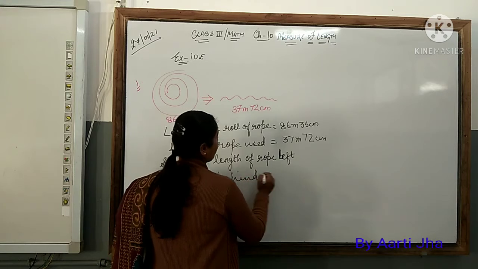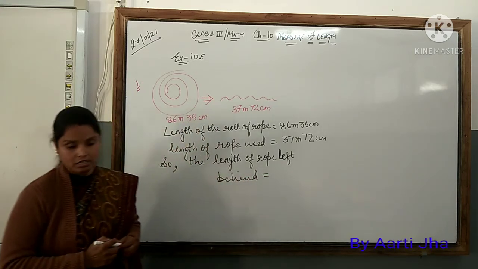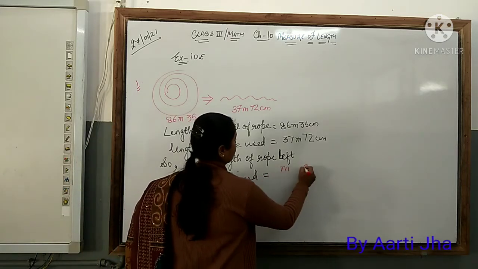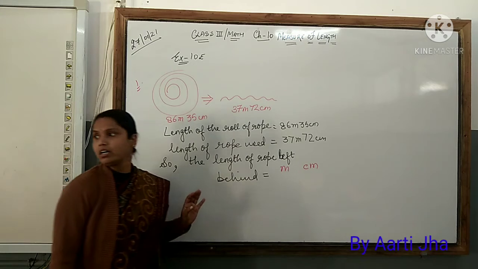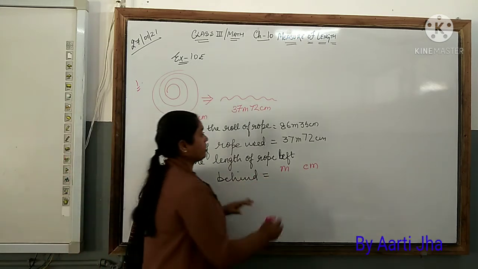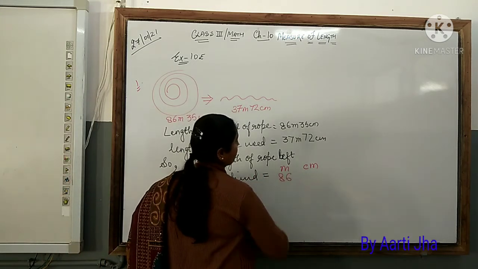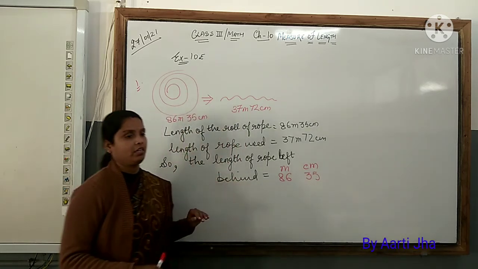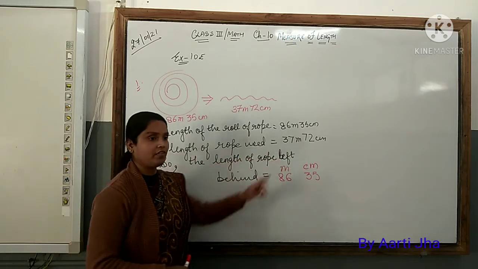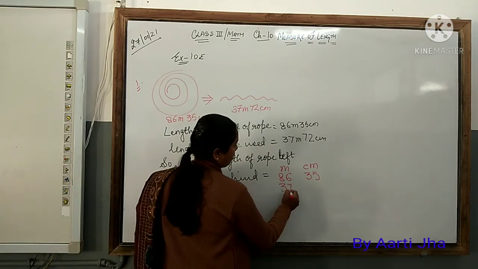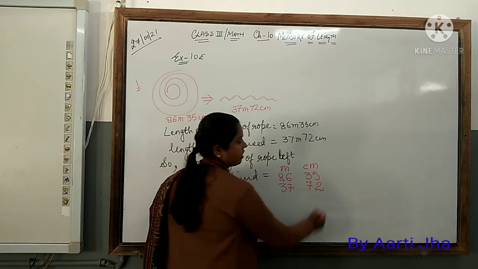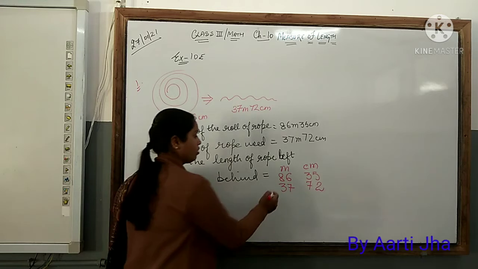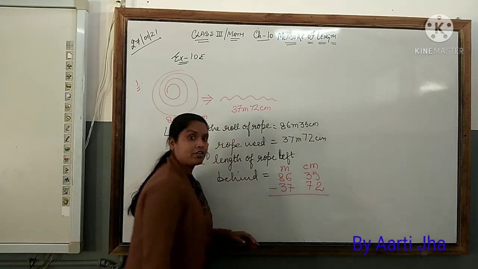is, you first arrange in column. After arranging in column, you can do the subtraction. So first write the unit meter and centimeter. After that write the number 86 meter 35 centimeter. Then you will be writing 37 in the meter one. Then write in the centimeter column as 72. Then do the operation subtraction.